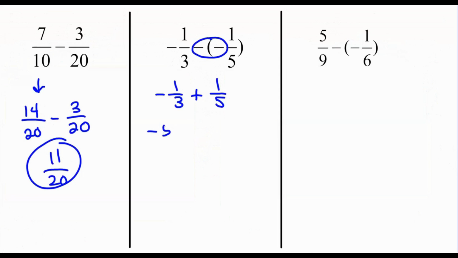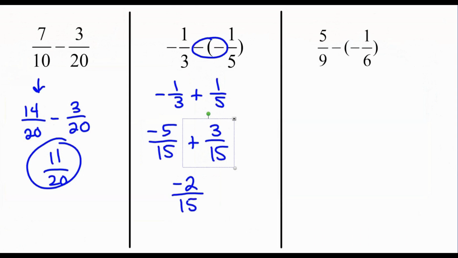So this is negative 5/15 plus 3/15. And then my numerator is negative 5 plus 3, which is negative 2. So this is negative 2/15, and that is in simplest form.